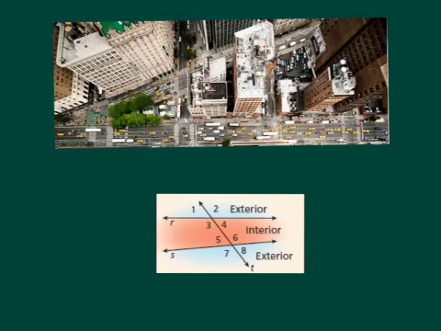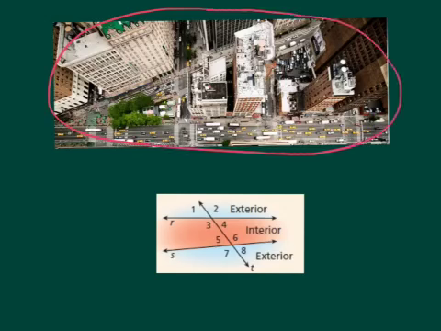Okay, let's step back from your blueprint for a second and look at the streets surrounding your building. So this top picture is an aerial shot of New York City. So we have a street that runs down the shot right here, and then two streets that run left to right here. Okay, so we can imagine that those streets are represented by this figure right here.